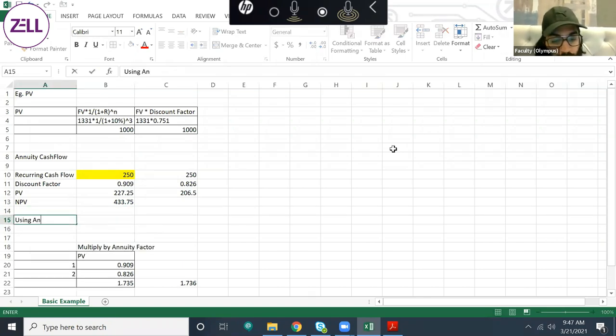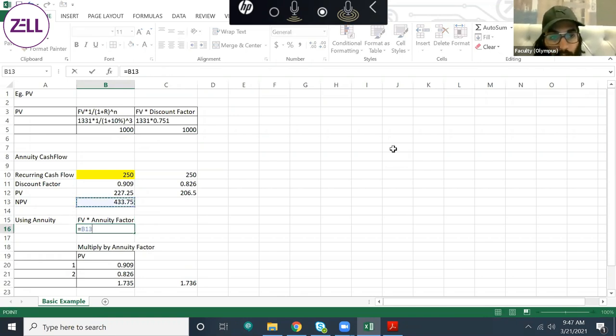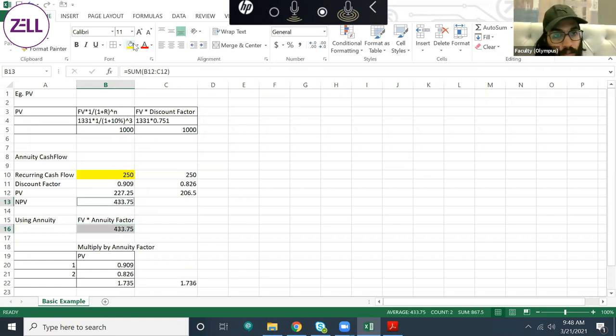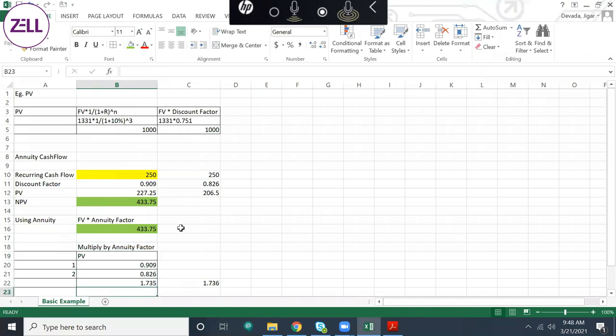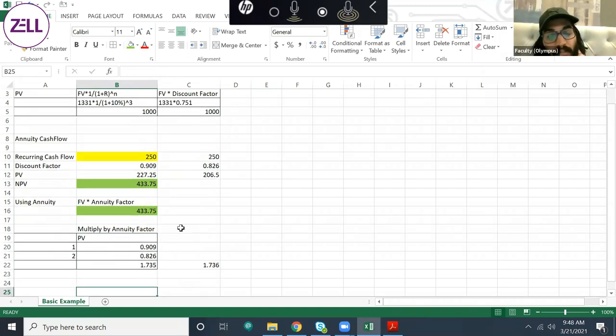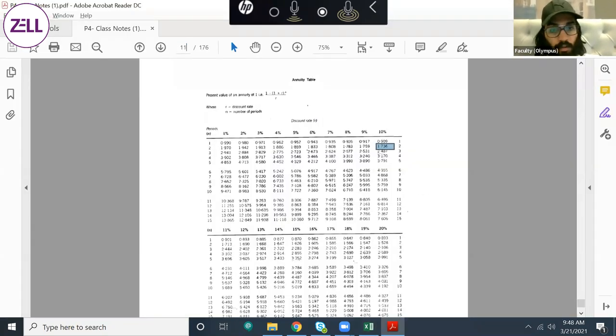Now, using annuity, how will we do it? We'll use the future value multiplied by the annuity factor. My cash flow, for example, is 250 and my annuity factor is this. Am I getting the same answer in both instances, guys? Can you see this? Am I getting the same answer? Yes. Right? So this is what is typically meant by annuity. But if in the exam you are confused, you can use the present value approach itself to get your annuity answers. Okay. Let's go on to the next page.